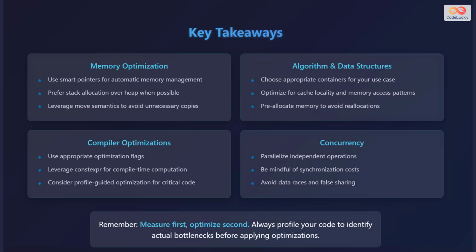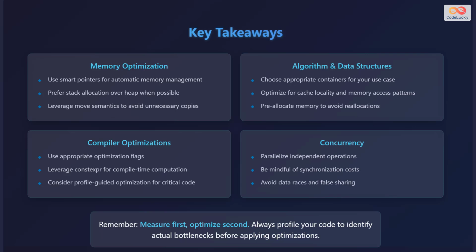To summarize, in memory optimization, use smart pointers for automatic memory management, prefer stack allocation over heap when possible, and leverage move semantics to avoid unnecessary copies. For algorithms and data structures, choose appropriate containers for your use case, optimize for cache locality and memory access patterns, and pre-allocate memory to avoid reallocations.